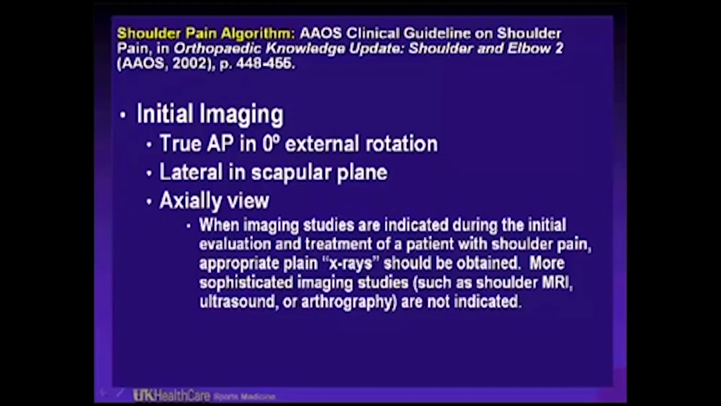Appropriate plane x-rays need to be obtained in acute shoulder injuries, and they need to be two different planes, an AP and a lateral view. More sophisticated imaging, such as shoulder MR, ultrasound, or arthrography, are not indicated in an initial evaluation and treatment of a patient with shoulder pain. It's unbelievable how many times we see patients come in with an MRI scan that might be a poor scan and no images. And certain things such as fractures, tumors can be missed.